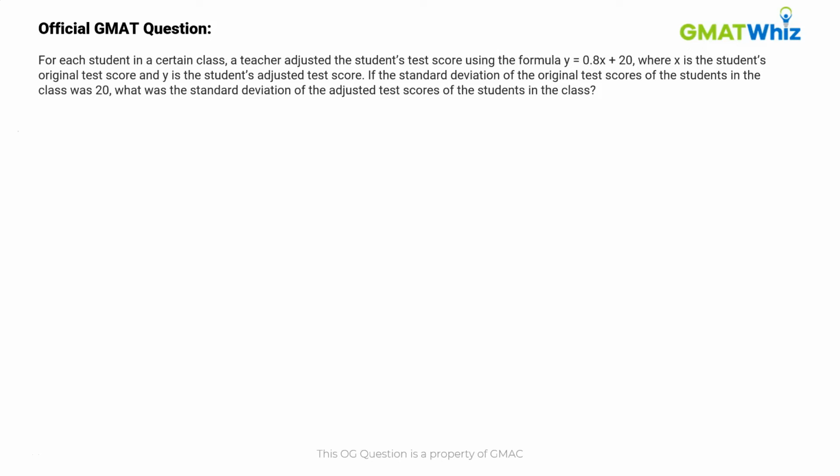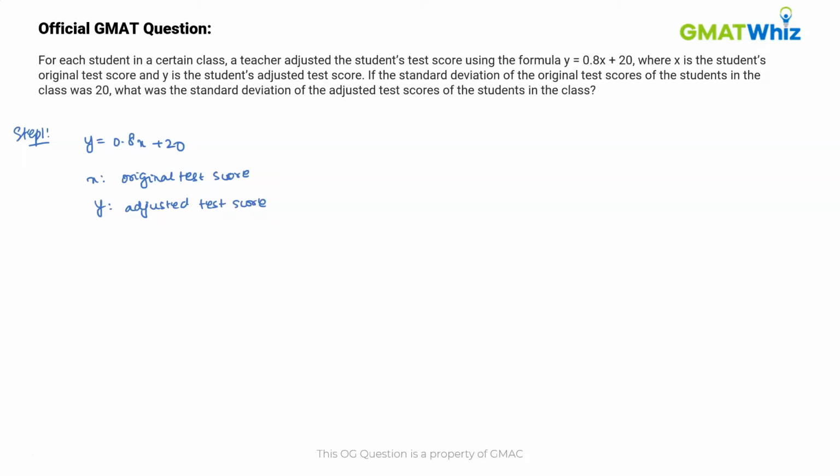In this question, we are given that for each student in a certain class, a teacher adjusts the student's test score using the formula y equals 0.8 times x plus 20. Here, x denotes the original test score and y denotes the adjusted test score.